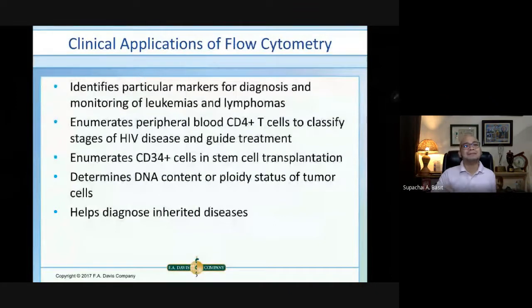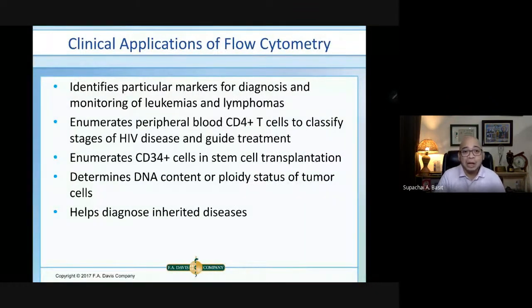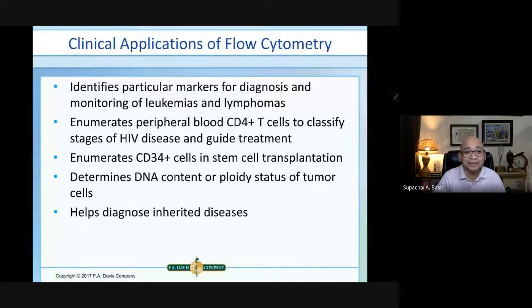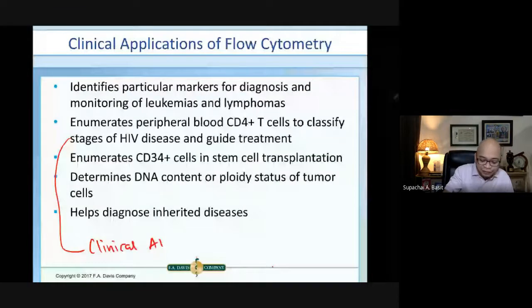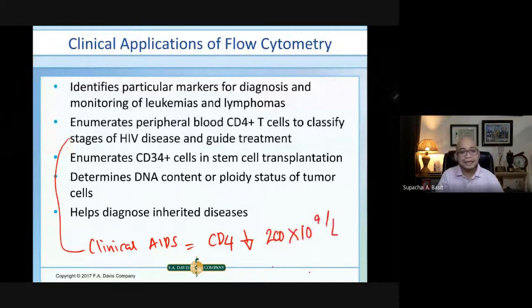Okay, so clinical applications of flow cytometry. We can use flow cytometry to identify a particular marker, especially intended for the diagnosis and monitoring of leukemia and lymphoma. So if you want to enumerate peripheral blood CD4 T cells to classify stages of HIV disease and guide treatment. So remember, you are considered to be in the clinical AIDS stage if your CD4 level is below 200 times 10 to the 9 per liter. CD34 positive cells can also be identified. Why?